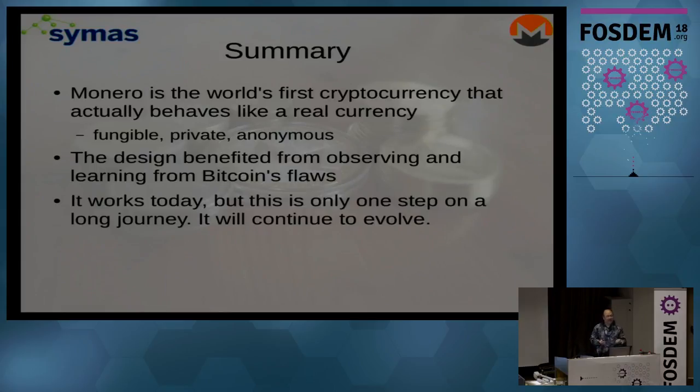The design of Monero obviously benefits from being a second mover. We can look at what Bitcoin did, we can look at the problems that it has, and say, well, how do we fix those problems? So Monero works a lot better than Bitcoin simply because we could see what Bitcoin was doing. And it works well enough for today, but obviously there are challenges that remain to be solved going forward.